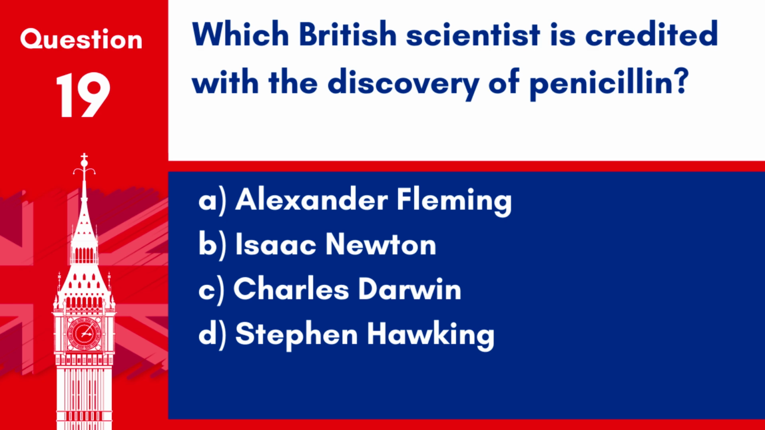Question 19. Which British scientist is credited with the discovery of penicillin? A. Alexander Fleming. B. Isaac Newton. C. Charles Darwin. D. Stephen Hawking. Answer: A. Alexander Fleming. Alexander Fleming is credited with the discovery of penicillin in 1928.